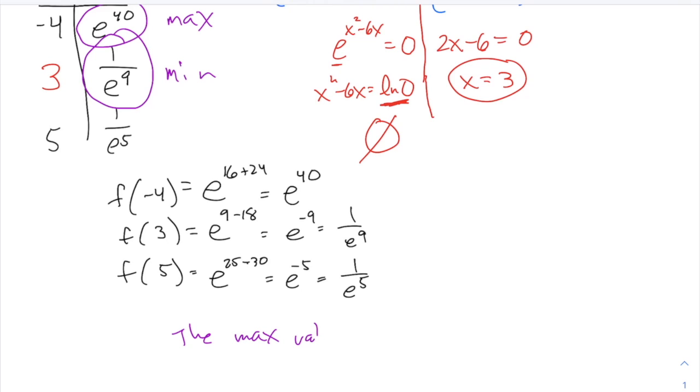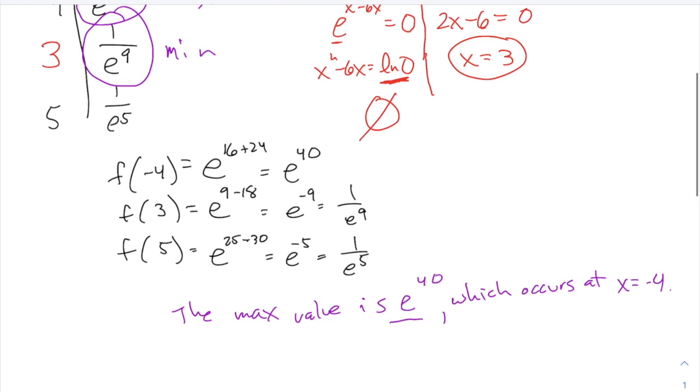The max value is e to the 40th. Remember, you're talking about the y value when they ask for those max and min values, the output. And I like to say which occurs at x equals -4. This will be especially useful when we apply this to a lot of word problems later in the year too.